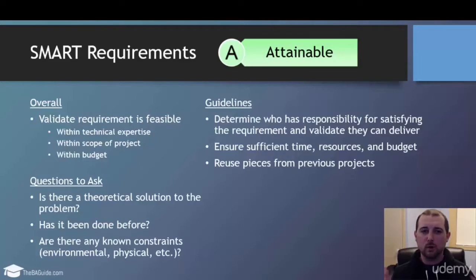So you just want to, what I call, sanity check the requirements and validate that they are attainable within the scope of the project, the budget, and the expertise of the business and the people that are going to be working on it.